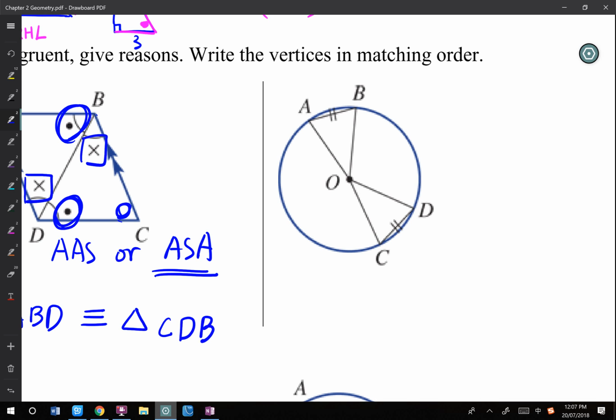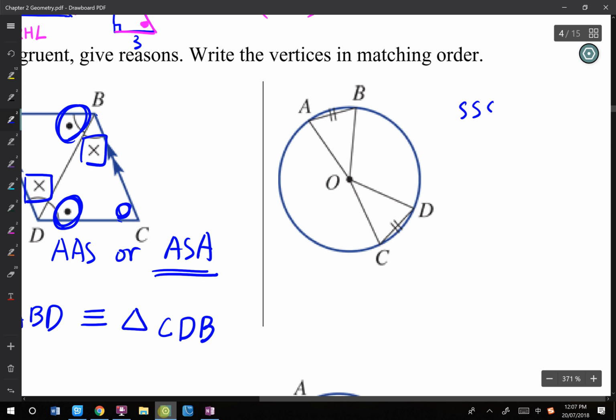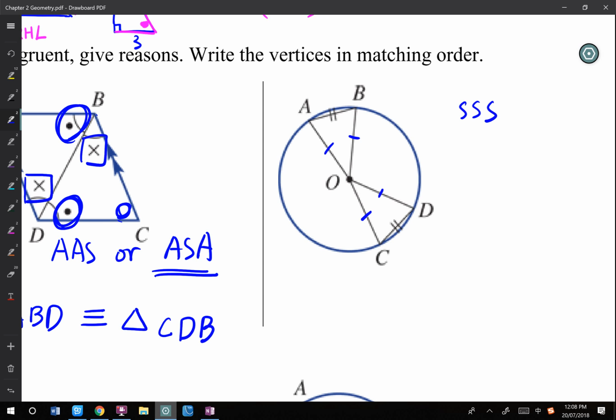Okay, for this one, why are they congruent? SAS, SSS, RHS, which one? SSS. Because they are all equal to each other, because this is the radius. They are isosceles triangles, but they are also congruent triangles. They are all equal to each other, so it's the SSS case.